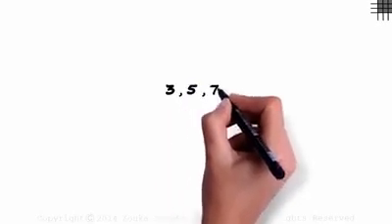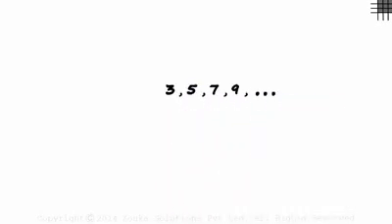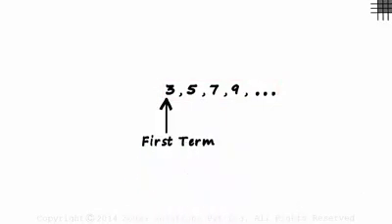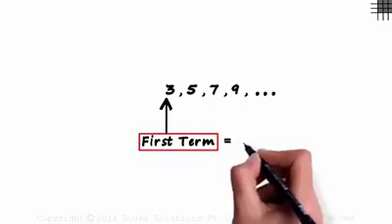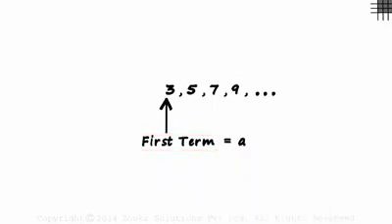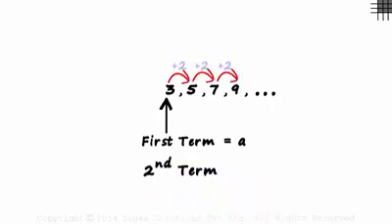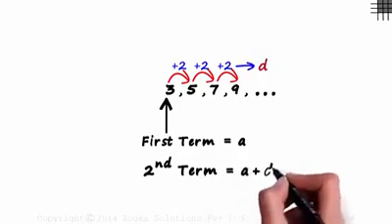We have seen a sequence like 3, 5, 7, 9 and so on. In this sequence, 3 is the first term. To define the nth term in a simpler way, we just call the first term A. How do we define the second term then? The common difference, as we can see, is 2. If we call the common difference D, the second term can be written as A plus D.